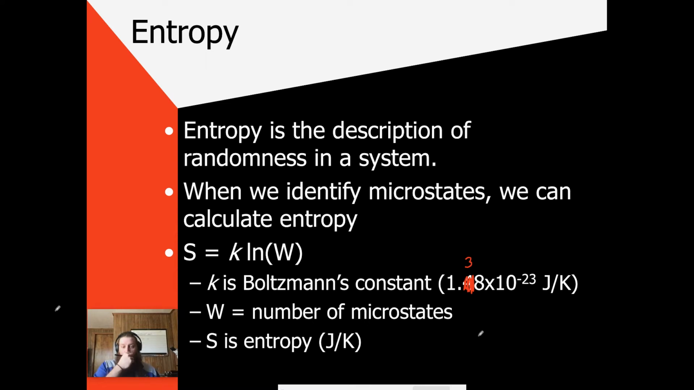Another typo to fix: 1.38 times 10 to the negative 23rd joules per Kelvin. W, again, is the number of microstates. And S is going to be entropy in terms of joules per Kelvin. So we can actually calculate the entropy of that system. If we wanted to, from the previous problem, we would say 1.38 times 10 to the negative 23rd times the natural log of 16. And that would give us S. And remember, the unit for S is joules per Kelvin. That's what we're after there.